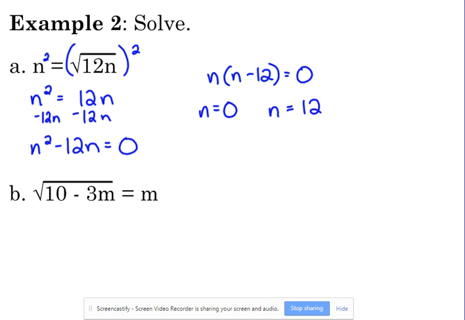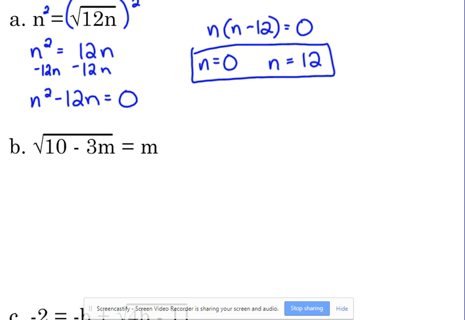So if we plug in 0, we get 0 is equal to the square root of 12 times 0. Obviously that's true. And then if we plug in 12, that is also true, because 12 times 12 is 144, and the square root of 144 is 12. So both of these solutions check out for this equation.